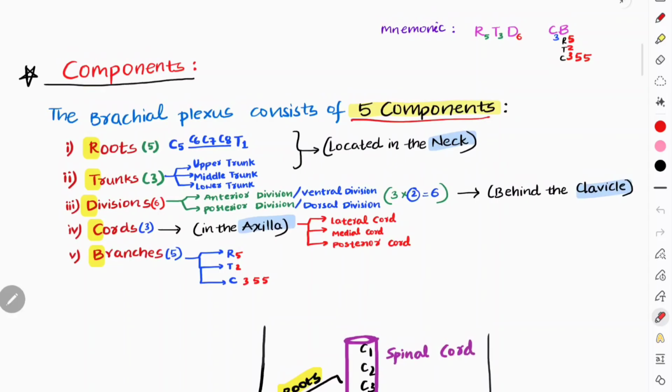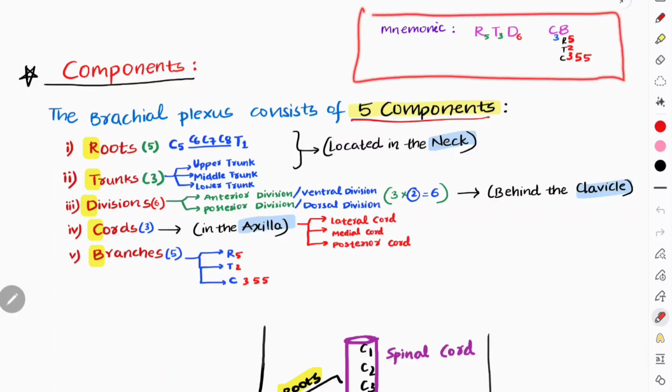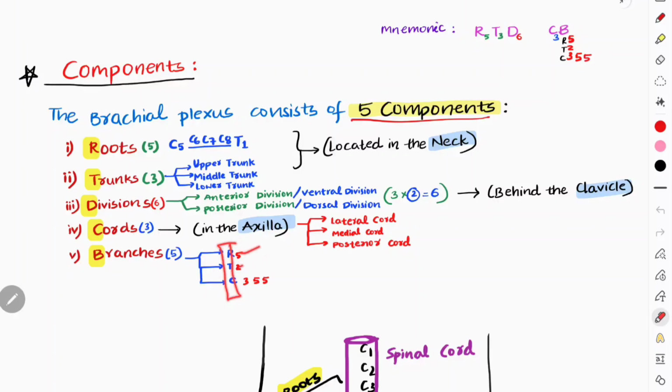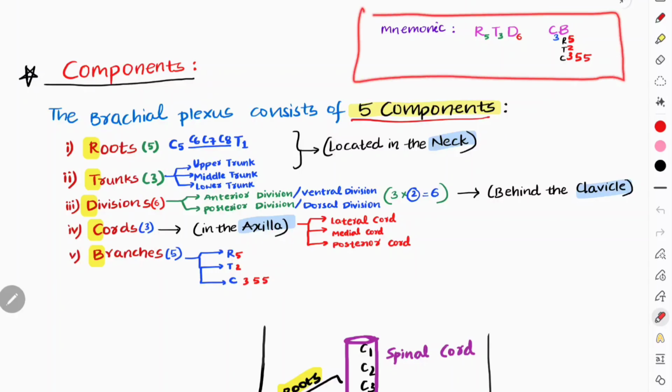The branches are not just 5, there are many branches, like those arising from the roots, those arising from the trunks, and those arising from the cords. Like this we have represented RTC as 5, 2, 3, 5, 5. These are all the branches, but the 5 represents the most important nerves: the musculocutaneous nerve, the median nerve, the ulnar nerve, and the radial nerve. We'll discuss this mnemonic further.